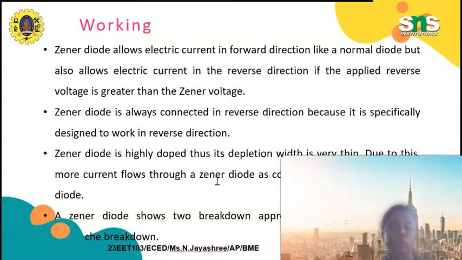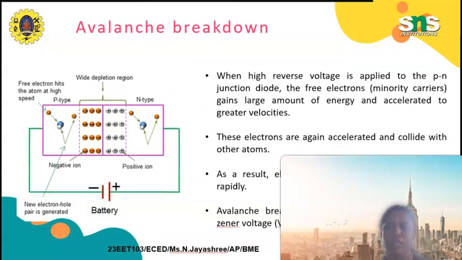The Zener diode shows two breakdown mechanisms: Zener breakdown and avalanche breakdown. Let us see what I mean by avalanche breakdown. This is the avalanche breakdown circuit. Here the P-type is formed on the left side and the N-type on the right side. So the depletion region is formed in between the P and N regions, since P attracts electrons and N attracts holes. We are giving reverse bias, that is reverse voltage. Negative is connected to P-type and positive is connected to N-type. That is the reverse biasing.